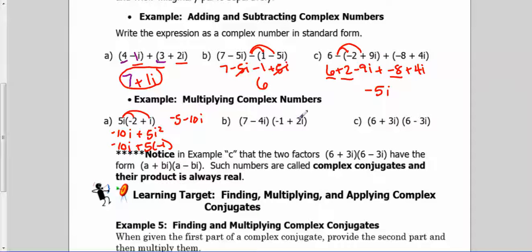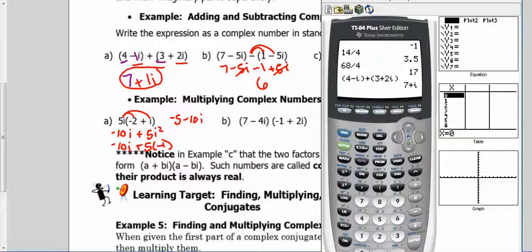For these other problems, you can FOIL: 7 times negative 1, 7 times 2i, negative 4i times negative 1, negative 4i times 2i. But you can also type on the calculator. So let's try that one. 7 minus 4, and second i, close parentheses, times negative 1 plus 2i. Okay, so I get 1 plus 18i.